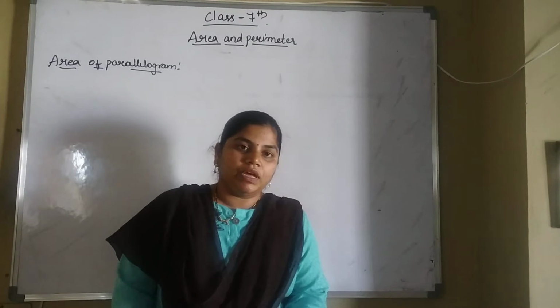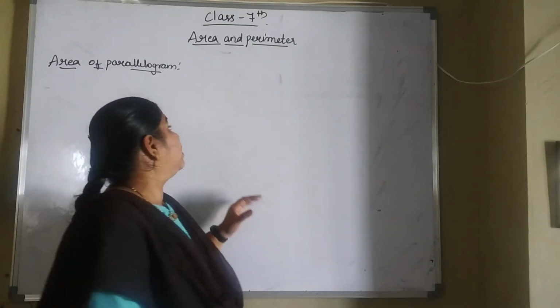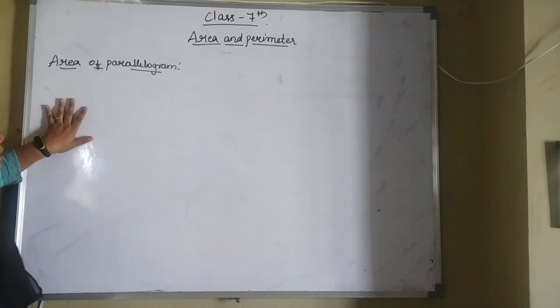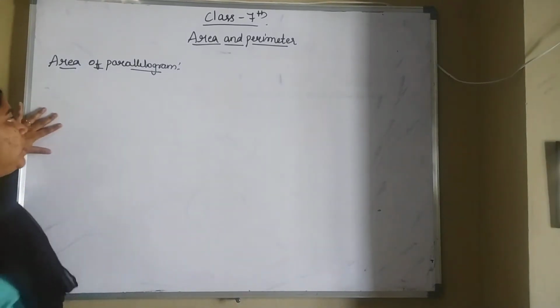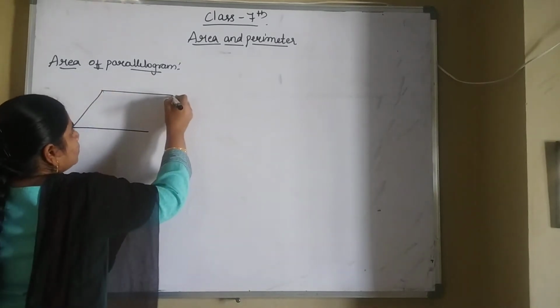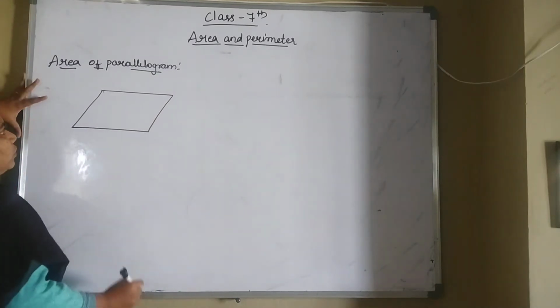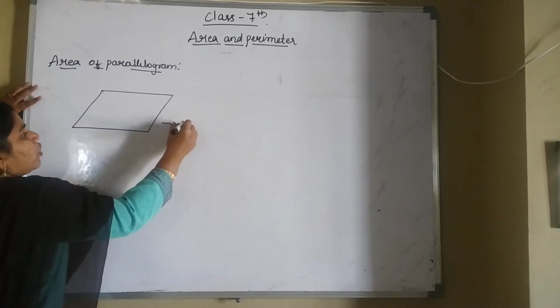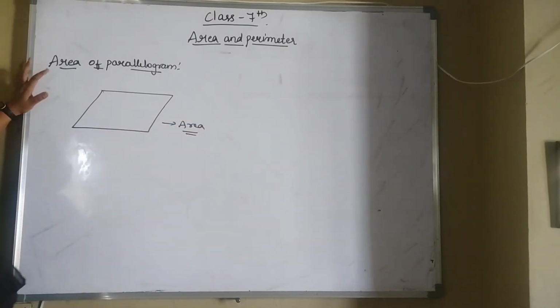So good morning everyone. In the last class we completed our exercise 1. Now we are talking about the area of a parallelogram. How to find the area of a parallelogram, we will see. I am drawing one parallelogram here. This is a parallelogram, and for this parallelogram I want to find the area. So how to find the area?